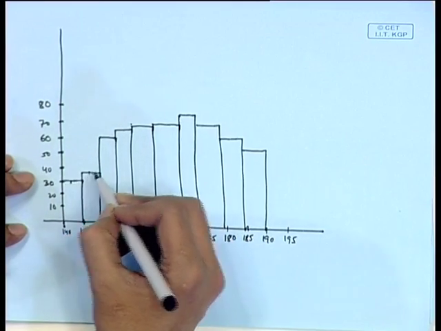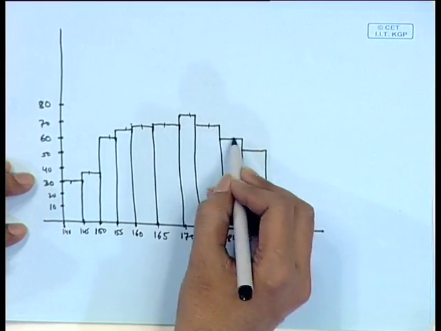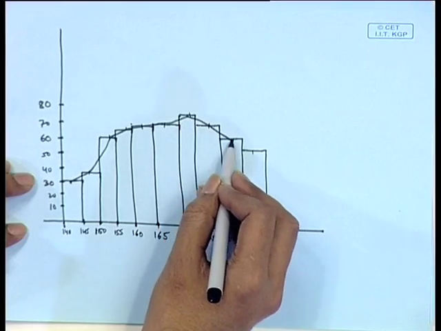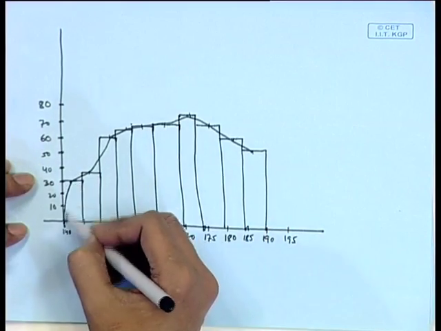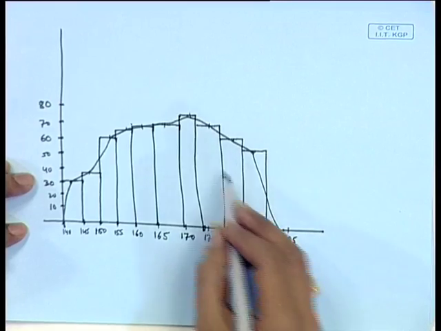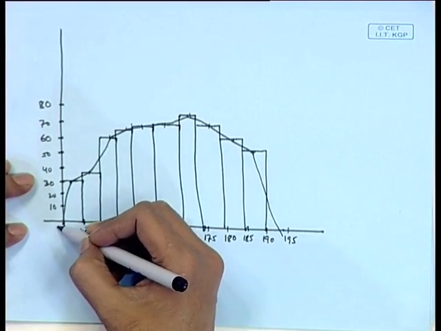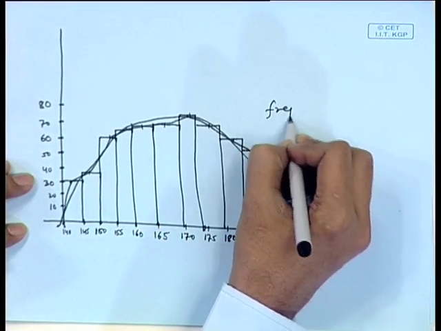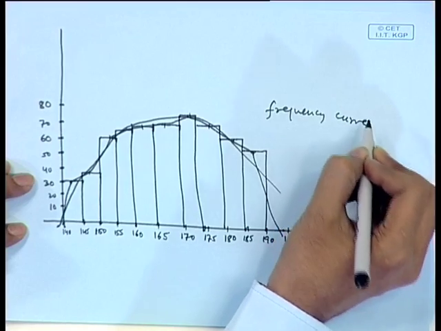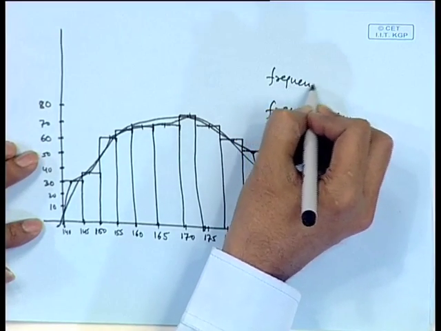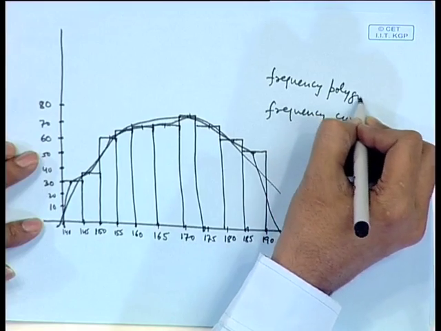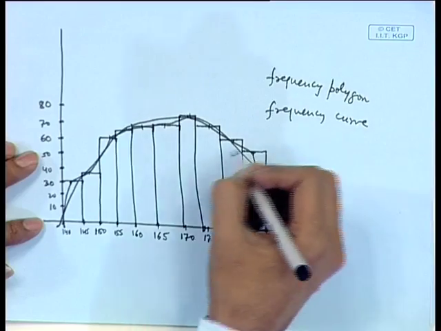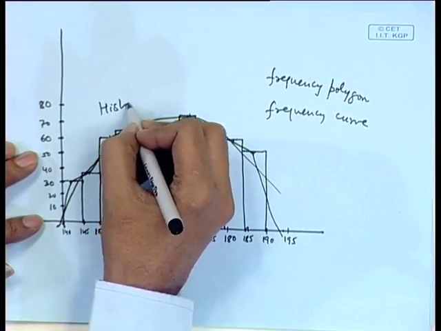For example, we may take the midpoints and join them using straight lines. So, this is again a frequency curve for the continuous case. We may also join them using a freehand curve, then this is known as frequency curve. So, you have frequency polygon when we join the points using straight lines. If we join using freehand, then it is frequency curve, and this is known as histogram.